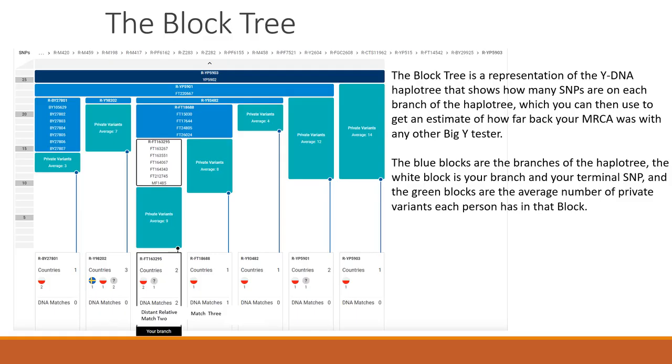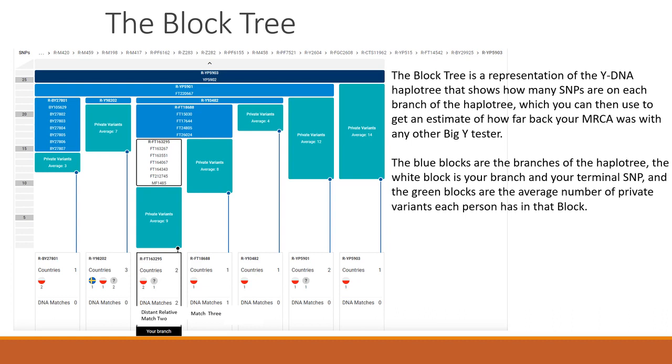This is the Big Y block tree. The block tree is a representation of the Y-DNA haplotree that shows how many SNPs are on each branch of the haplotree, which then you can use to get an estimate of how far back in time your most recent common ancestor was with any other Big Y tester. The blue blocks are the branches of the haplotree showing how many SNPs are in each branch. There's no significance to the dark blue one being dark blue, other than that's the one at the top of the page.